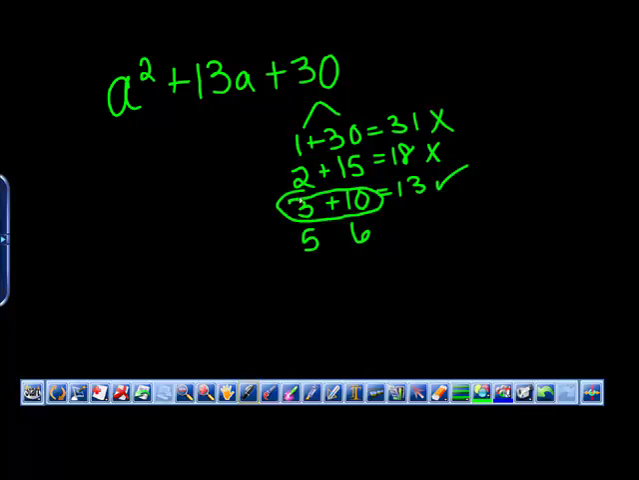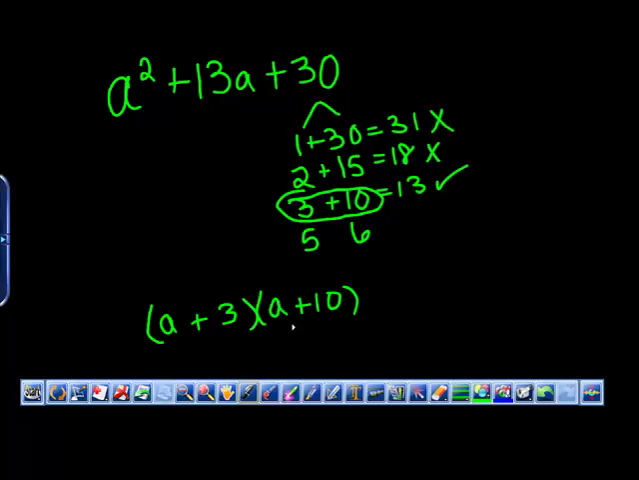So we will make our parentheses. We're going to add our positive 3. We're going to add our positive 10. And then we'll go and see what letter or term creates our first term in our quadratic. That's an A. So we need to have our first terms be an A and an A. So when I FOIL them, A times A will give me A squared.